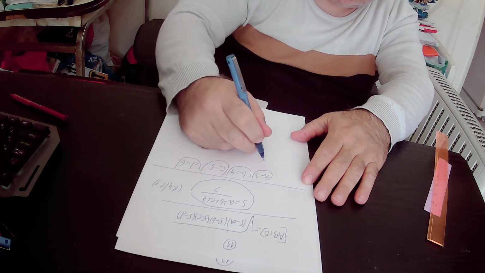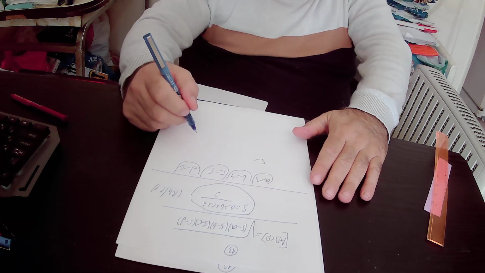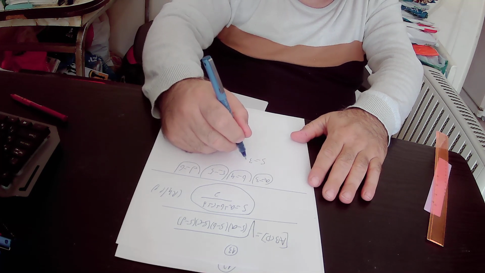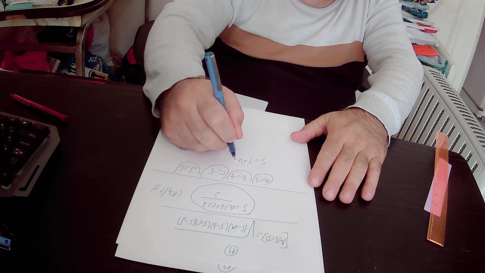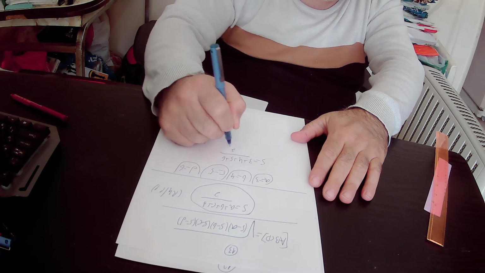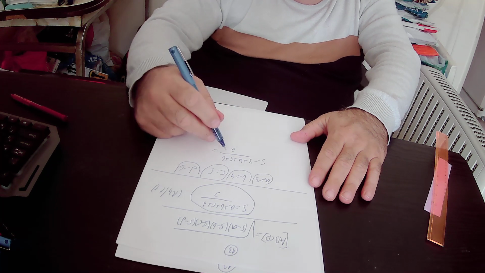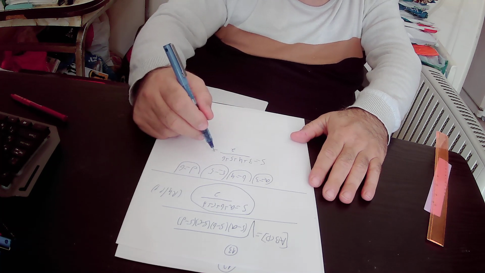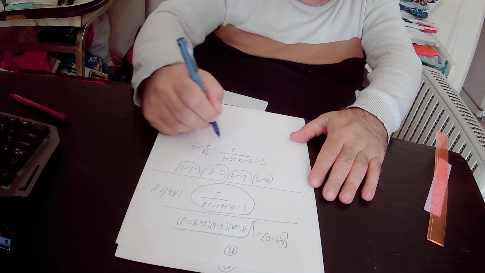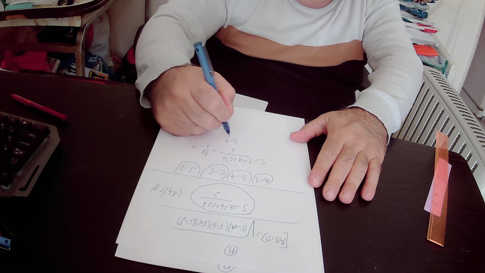So we get that S equals (A plus B plus C plus D) over 2, where A is 3, B is 4, C is 5, and D is 6. So 3 plus 4 is 7, 7 plus 5 is 12, 12 plus 6 is 18, and 18 over 2 is 9. So we found out that S equals 9.